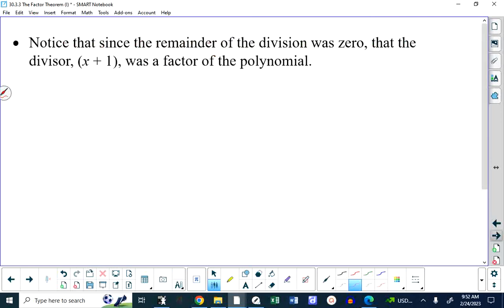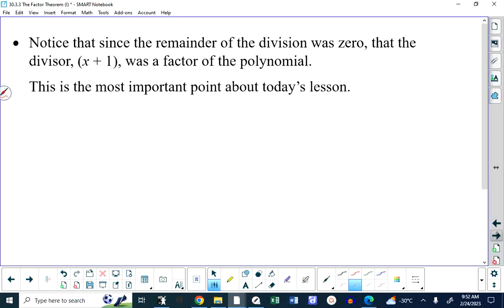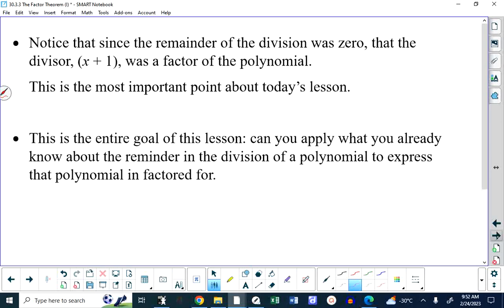All right. Notice that, and we've already talked about this, since the remainder of the division was 0, the divisor must have been a factor of the polynomial. It's the most important point about today's lesson. Can you apply what you already know about the remainder in division of things to express a polynomial in factored form? Does your handout say factored for or factored form? It says for? Okay.